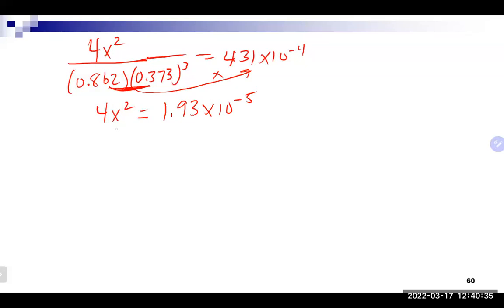At this point, we want to divide by 4 and also take the square root. So I'm just going to do both of those things at the same time. Here I'm going to divide by 4 and also take the square root at that point. That gives me an x value of 2.20 times 10 to the minus 3. Any questions so far on that?